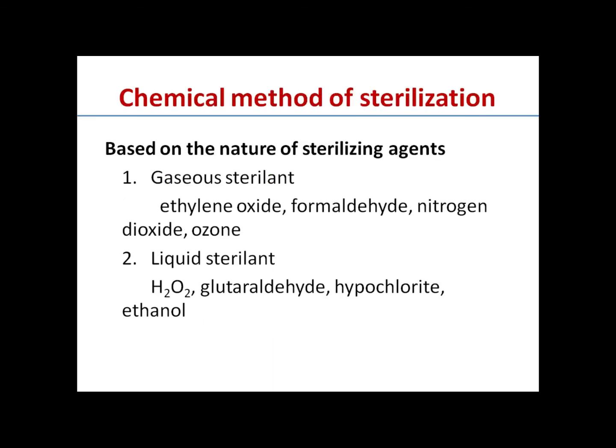Now we have a chemical method of sterilization. Based on the nature of sterilizing agents, we have gaseous sterilants like ethylene oxide, formaldehyde, nitrogen dioxide, ozone, etc. We also have liquid sterilants like hydrogen peroxide, glutaraldehyde, hypochlorite, and ethanol.